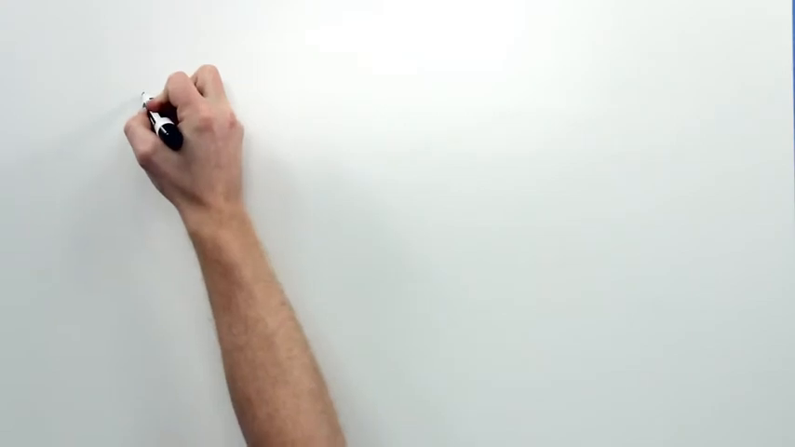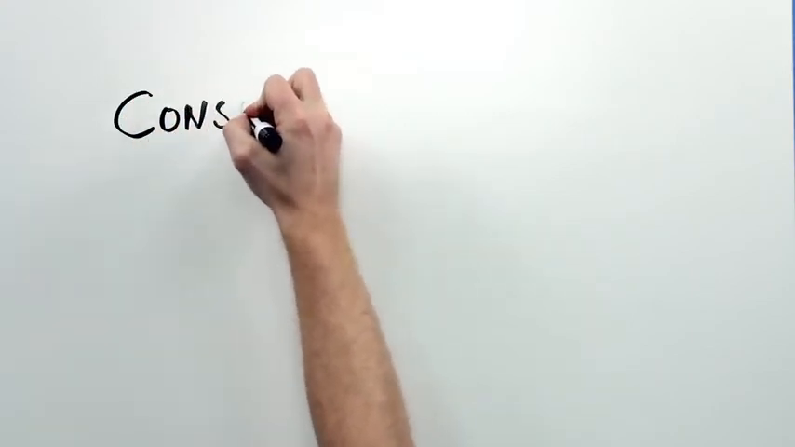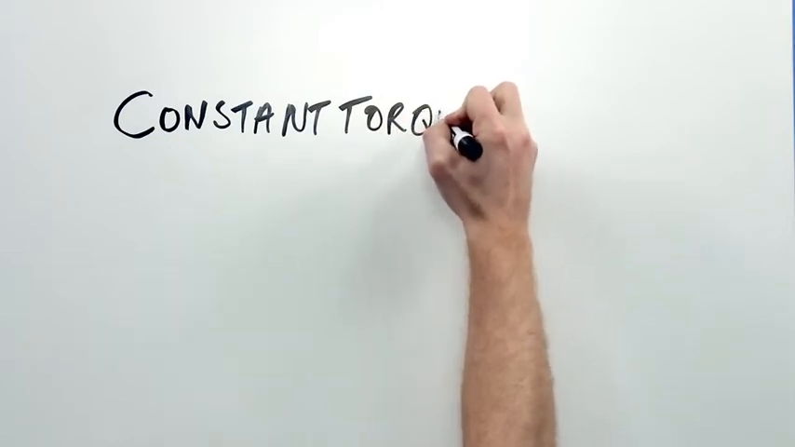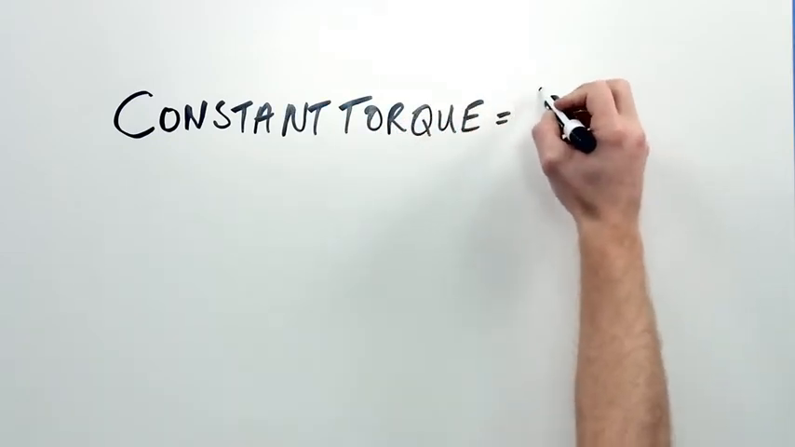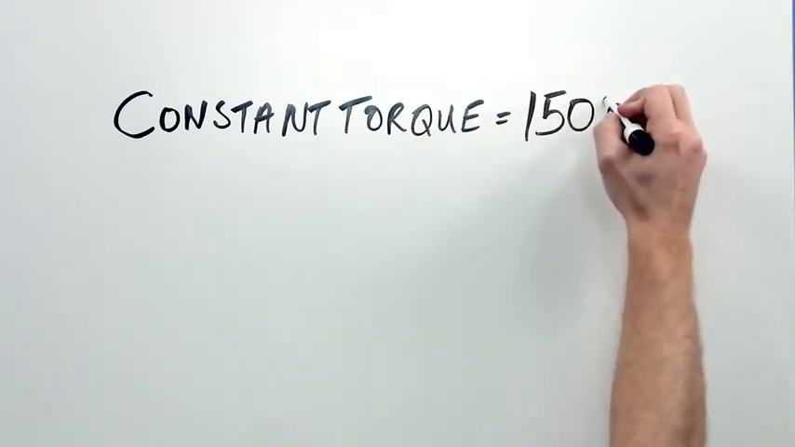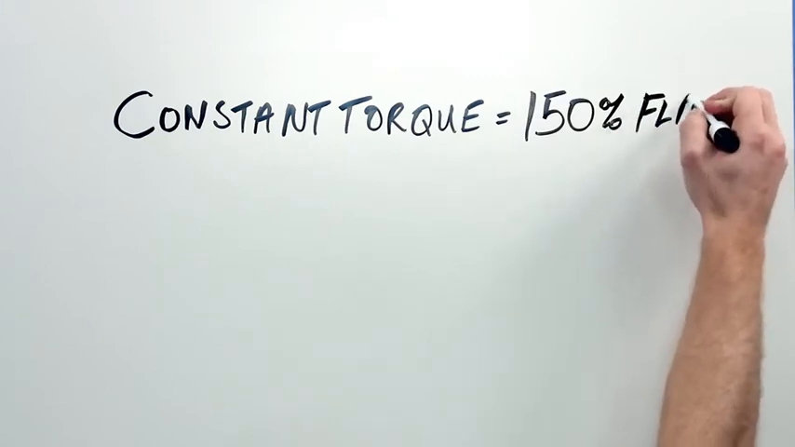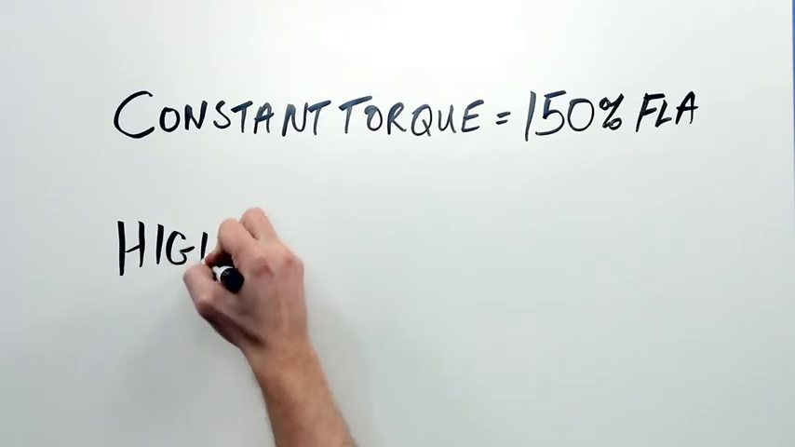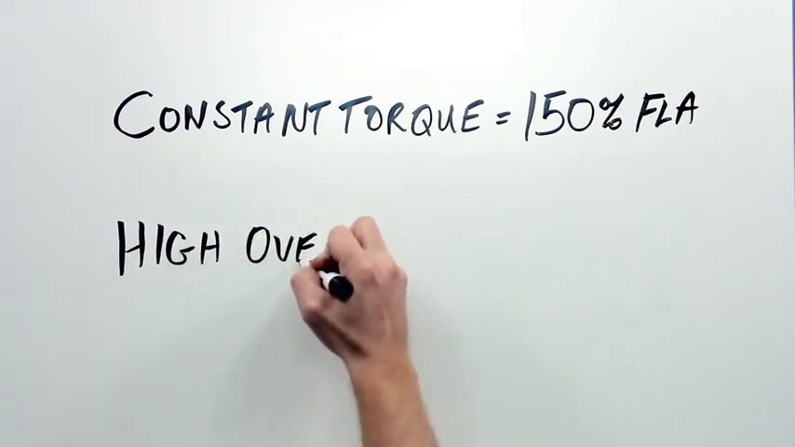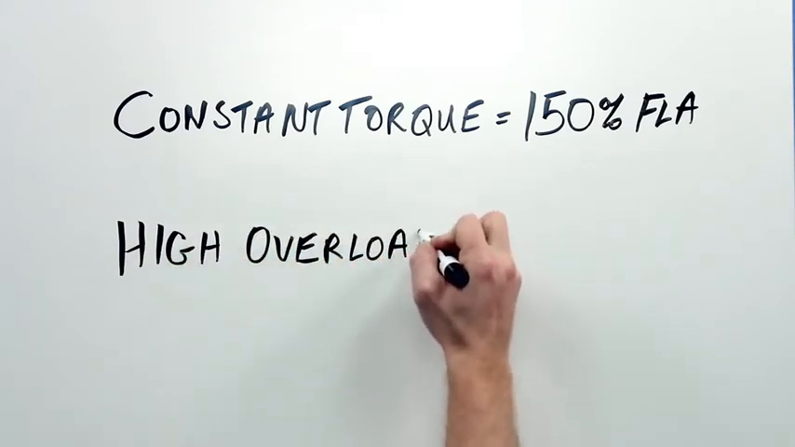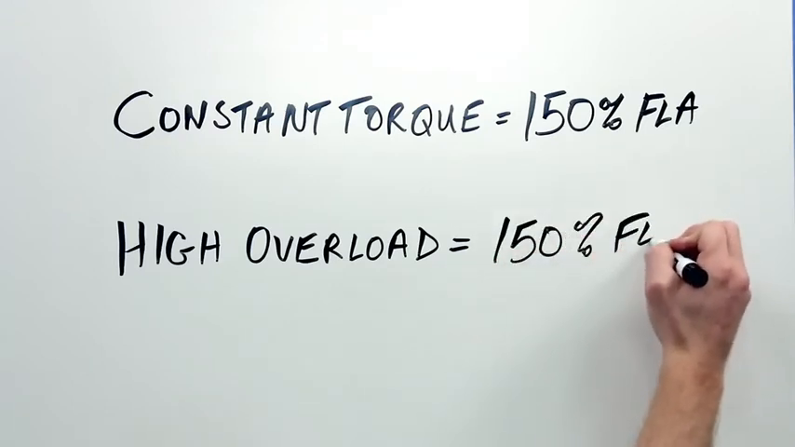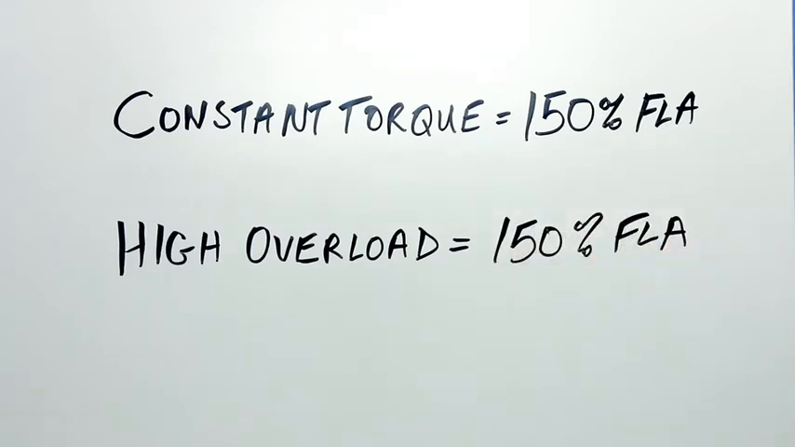Since constant torque loads can change frequently, like more boxes being added to a conveyor belt, the drive must be able to handle brief periods of extra current drawn by the motor. So to give the drive enough extra capacity, we size it 150% of the motor's FLA for constant torque loads. We call this a drive with a high overload capability, as it can provide 150% of the FLA.